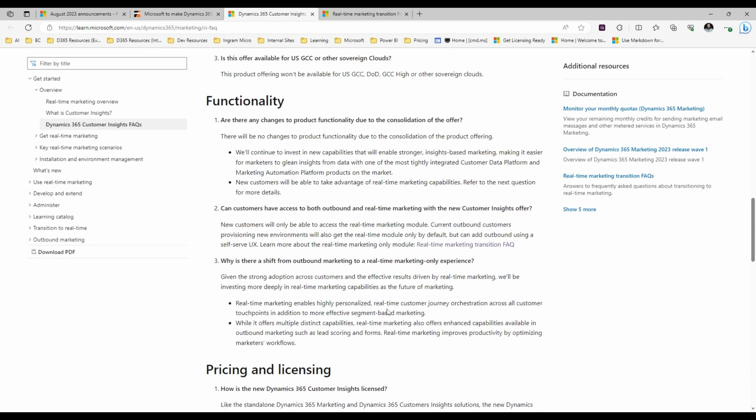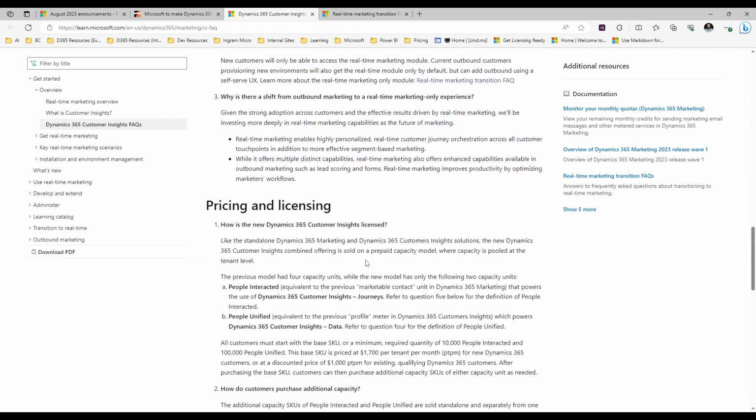Can they get access to outbound and real-time marketing with the new offer? New customers will only be able to access the real-time marketing module. Current outbound customers provisioning new environments will also get the real-time module only by default, but can add outbound using a self-serve UX with another link to the real-time marketing transition FAQ. Why is there a shift from outbound to real-time? Well, given the strong adoption across customers and the effective results driven by real-time marketing, this is where we want to invest, in short.